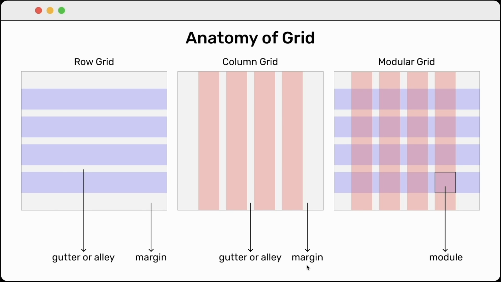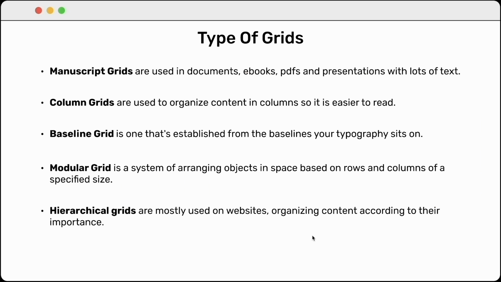The space created by overlapping horizontal and vertical grid is called module. These are the basic terminologies about the grid. Now let's see the types of grid. We have basically five types of grid, that are manuscript grid, column grid, baseline grid, modular grid, and hierarchical grid. Let's understand all these grids in detail by example.